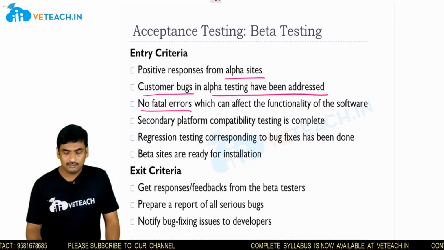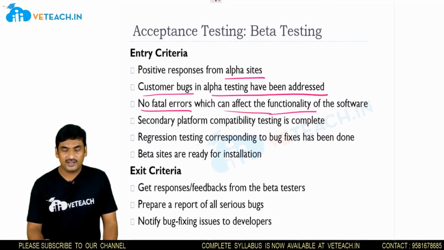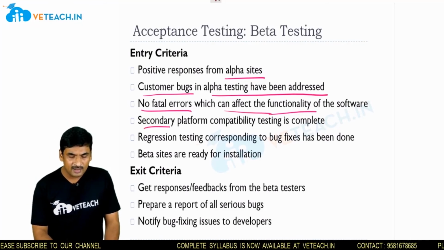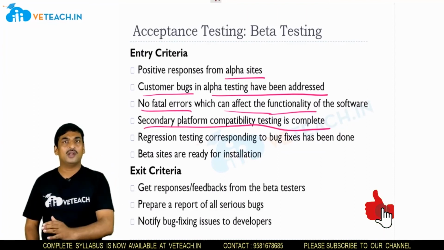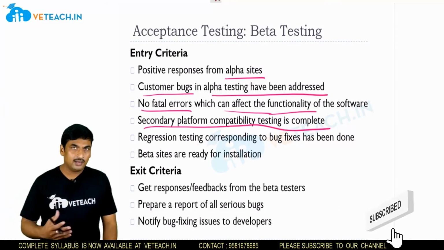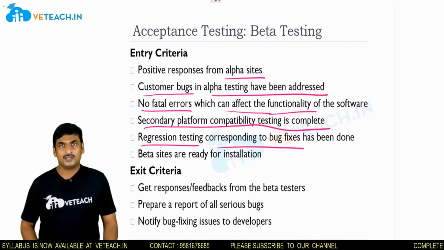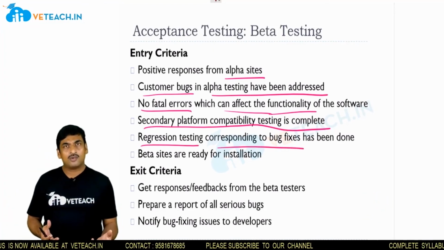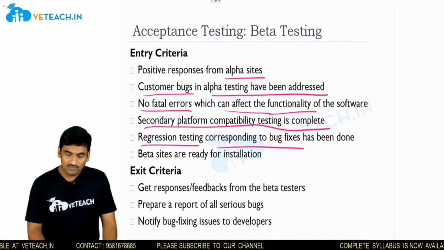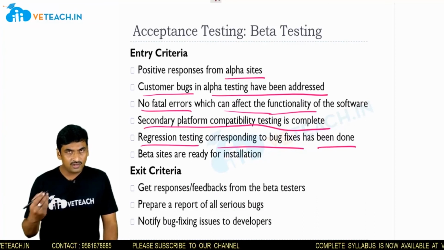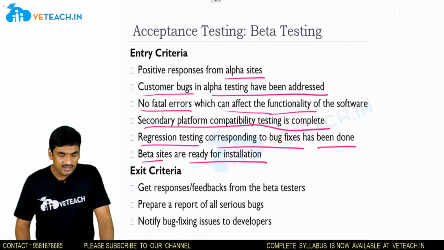No fatal errors: we should not have any critical errors which can affect the functionality. Secondary platform compatibility testing is complete. So besides the primary platforms, the alternative platforms also have to be tested for compatibility. Regression testing corresponding to bug fixes: after fixing the bug, we retest our product again. That phenomenon is called regression testing. After the regression testing is done, we will go with beta testing, when the beta sites are ready for installation, that is, when the customer sites are ready for installation.